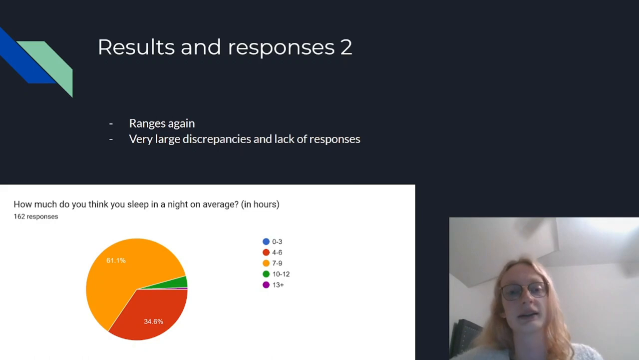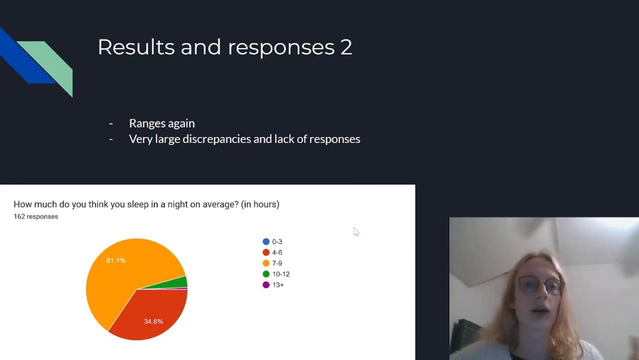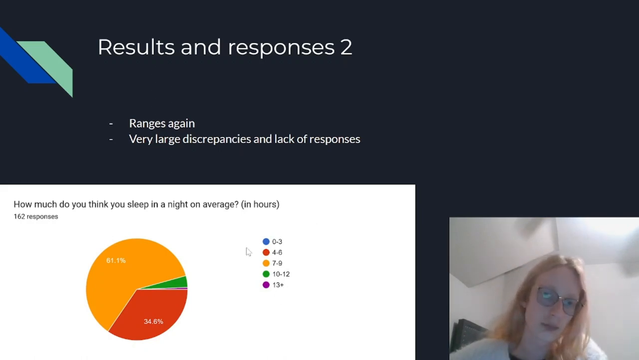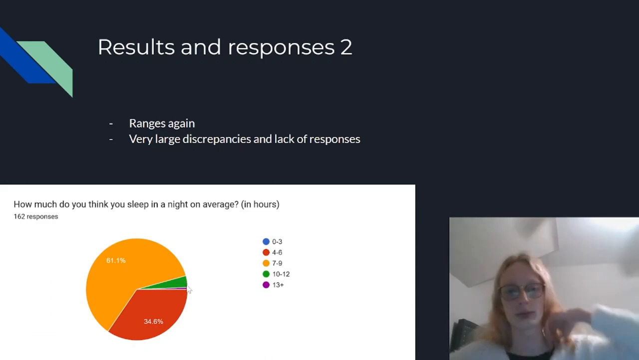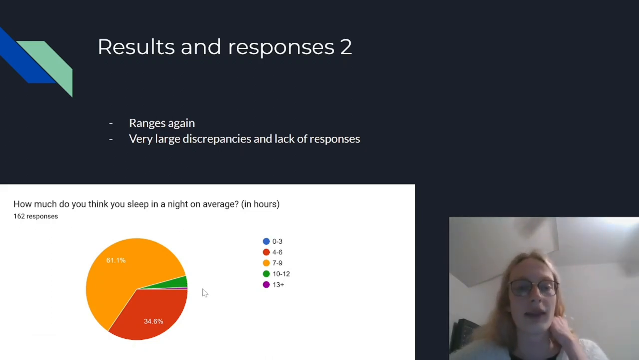So I again used ranges for the amount that people slept in a day, and I had very large discrepancies in my data, and I had a large lack of responses when it came to the higher numbers. So for example, nobody slept 0 to 3 hours in a day, and then 34.6% of people slept 4 to 6 hours in a day. And then 61.1% of people slept 7 to 9 hours in a day, then a very small portion slept 10 to 12, and then one person slept 13 or more hours in a day.